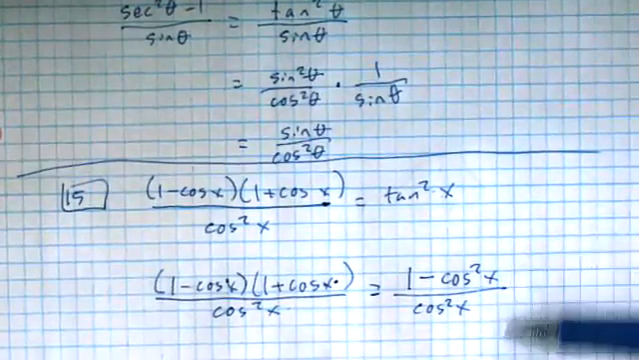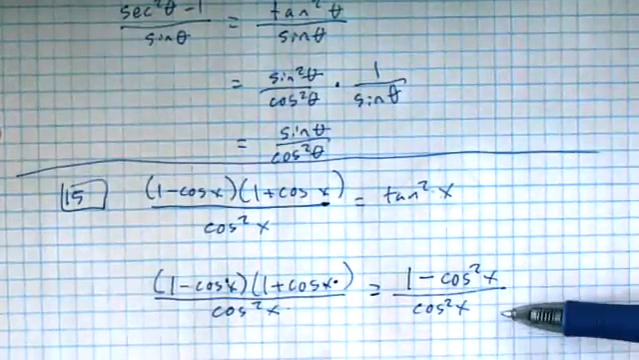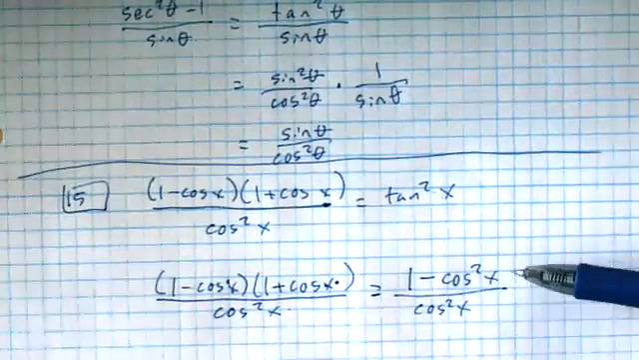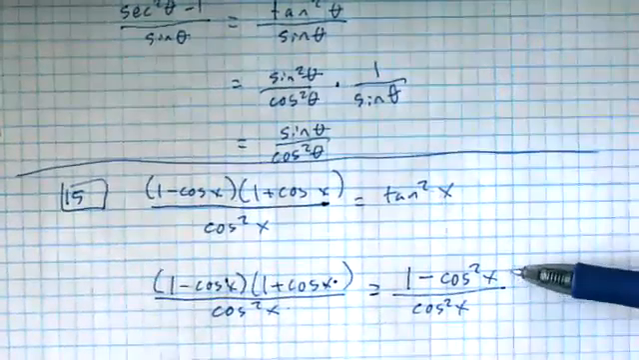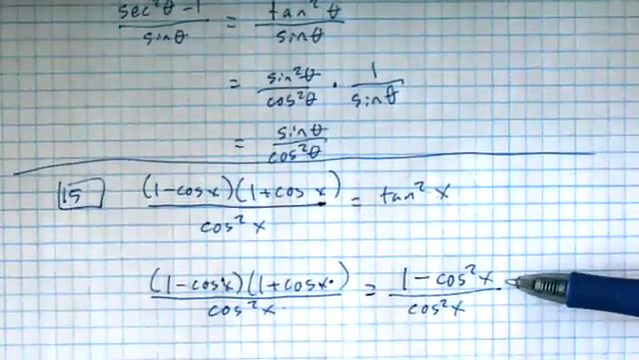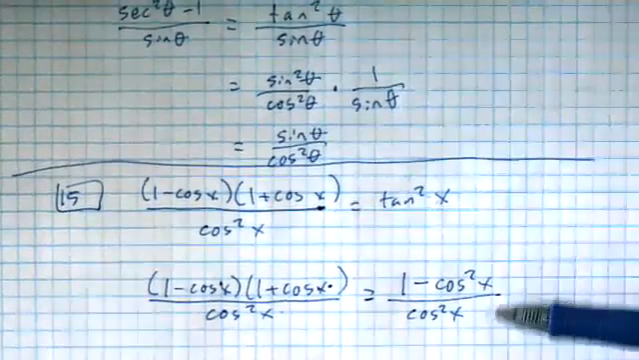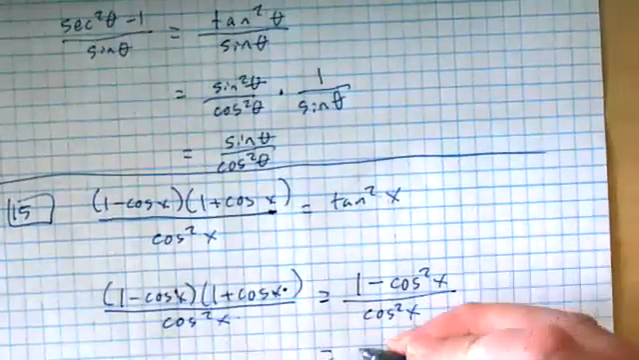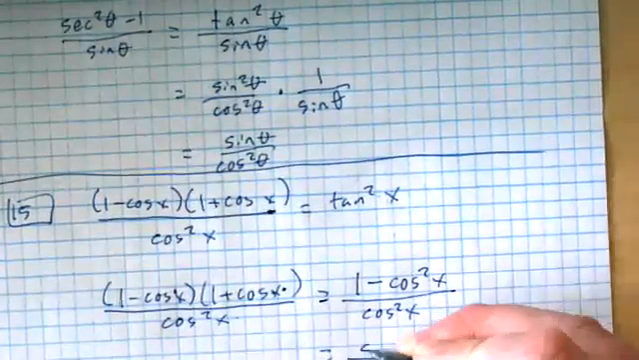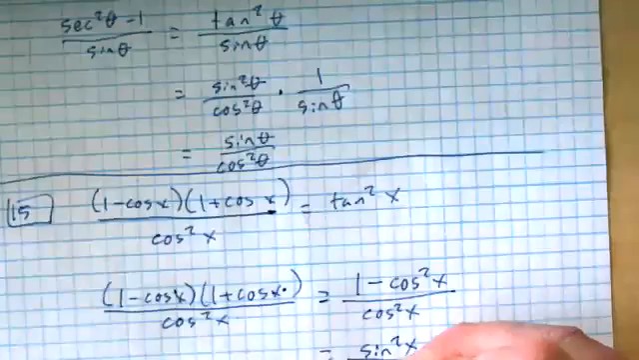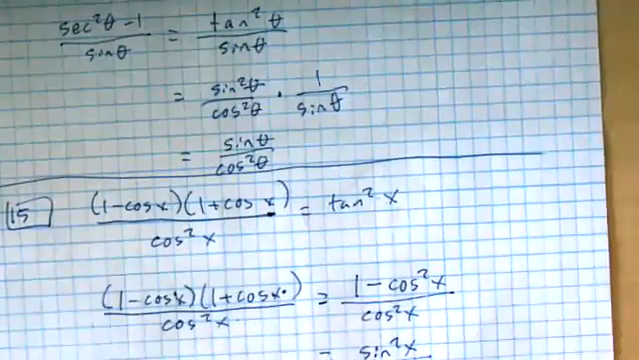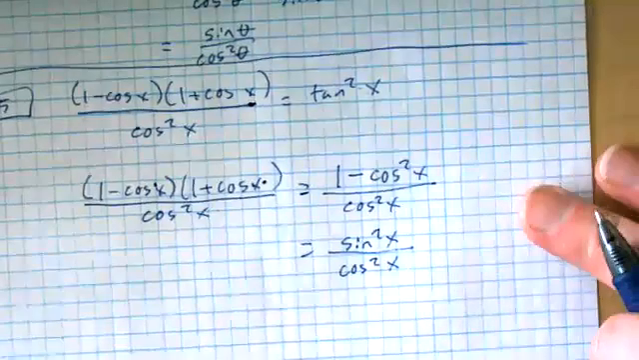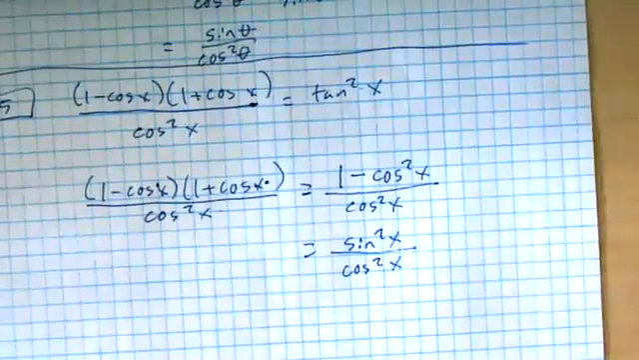I could split this up into two fractions. Is that going to help me? Well, 1 minus cosine squared is sine squared. Oh, and then we'd end up with sine squared over cosine squared, so yeah. I think that's probably the quickest path. So I got sine squared over cosine squared, and that's tangent squared. That gets us there.